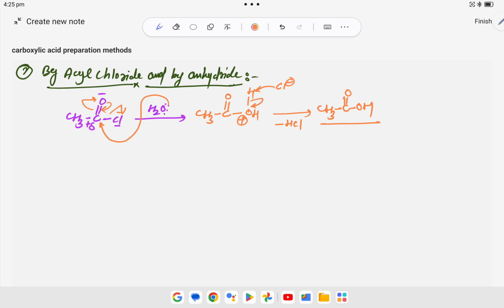That is the formation. Similarly, C6H5, if you are doing C double bond O, Cl, what you have to do? Hydrolysis, then HCl is removed, and the product formed is C6H5COOH.